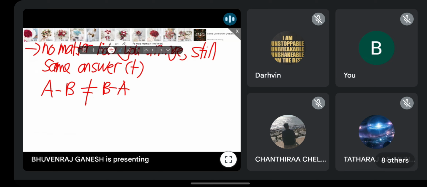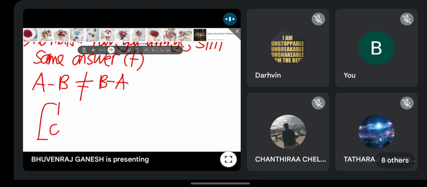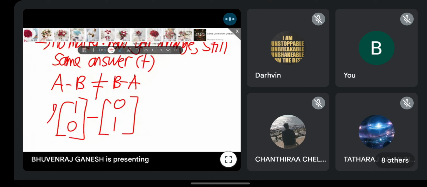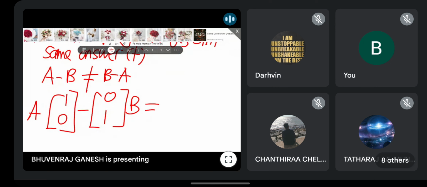So how do I prove this? Very simple. You just use a simple matrix like this. Okay, let's say this is A. Now guys, this one is A and then this one is B. So when you minus, you will get 1 and negative 1.